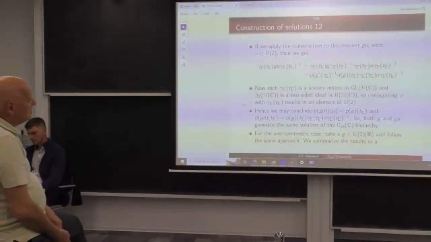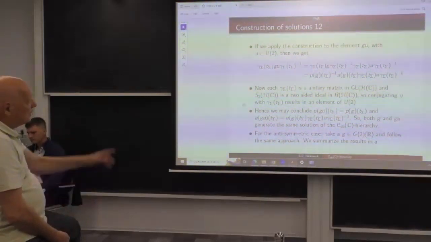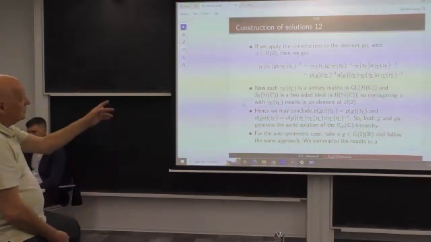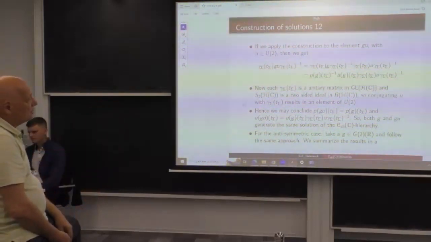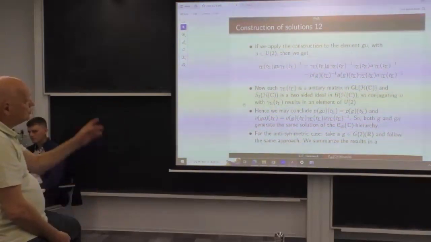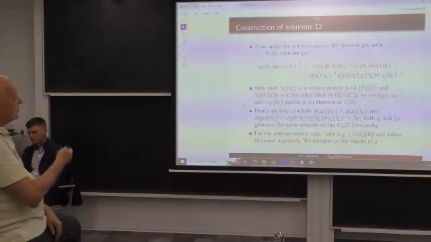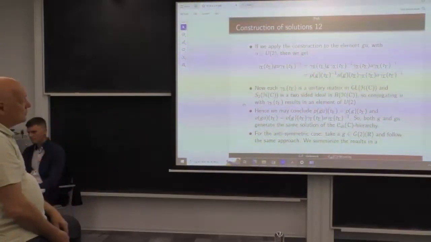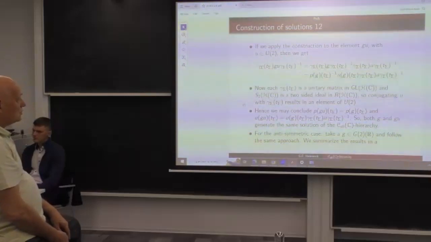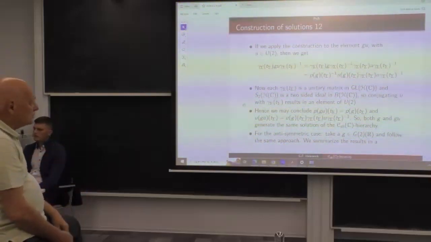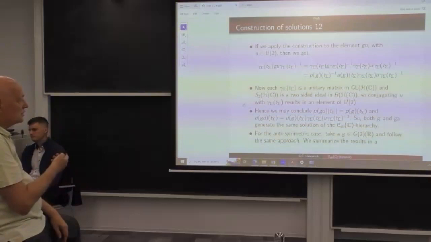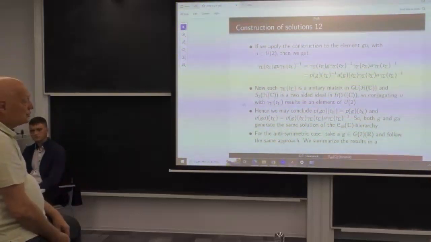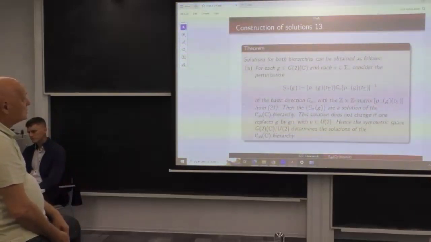We can still say a little bit more. If you replace G by an element G times U, U in the unitary group, then from this computation here, you see that the P minus factor remains the same, equal to the P minus factor of G. And the conclusion is that G and GU give the same solution of the hierarchy.